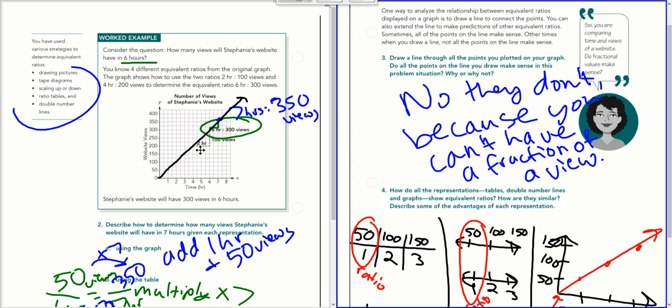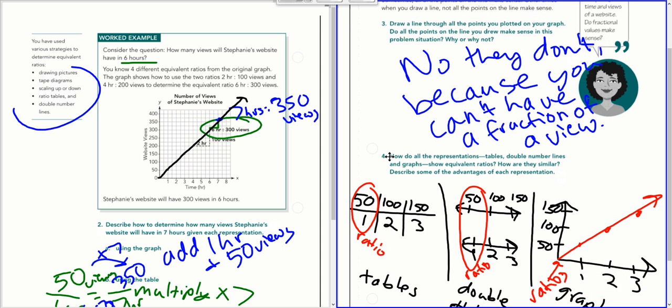All right? So would all the points on this line make sense? Not really. Yes, time can be broken down pretty small, but views, they can't. There's no such thing as a fraction of a view. So no, not all the points make sense because you can't have a fraction of a view. And we'll talk more about that later. Some things can fraction down a lot, some things you can't.